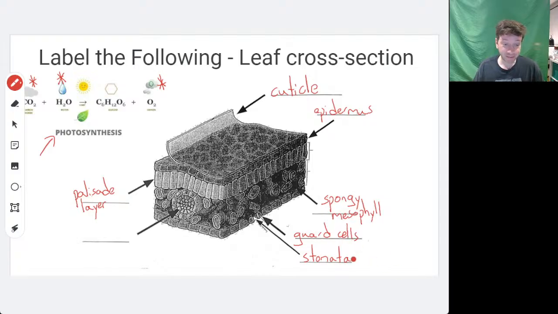Okay. Now finally, the cuticle does help prevent water from escaping through evaporation, but how do we get the water? We get it from the roots, and it gets brought up to the leaf through our vascular bundles here, which contain our xylem and our phloem. So make sure you can label that and explain how each one contributes to photosynthesis.